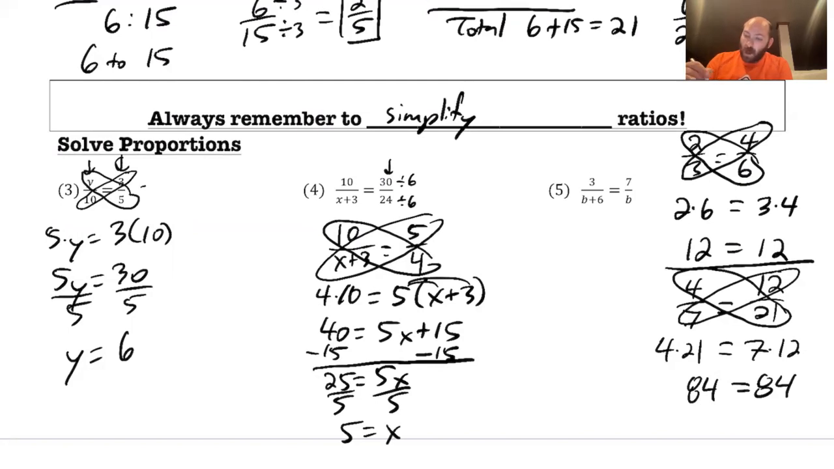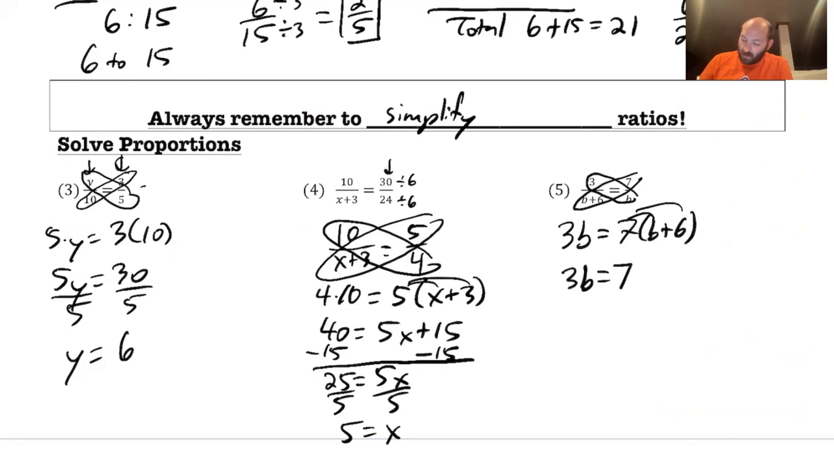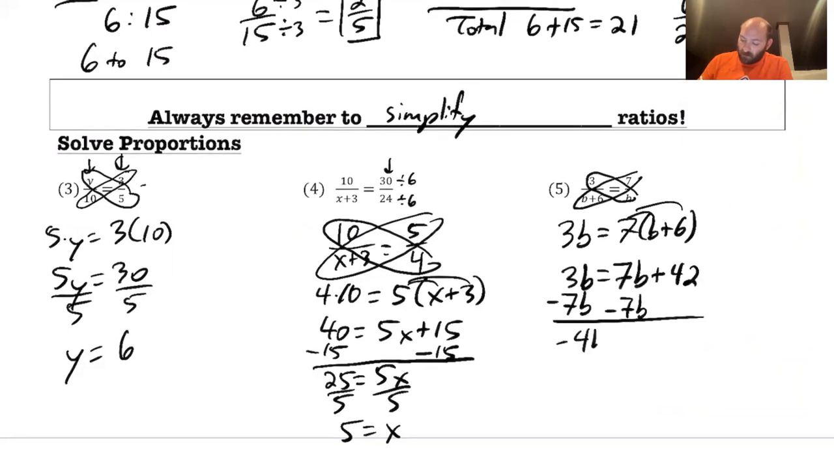Okay. I'm going to go ahead and clear this out. So I give myself a little space here. This one's just a little bit harder because I have the variables in 2 different spots, but it's okay. So I'm going to have 3 times b, and then 7 times b plus 6. Once again, I need to distribute here so that 3b is equal to 7b plus 42. In this scenario, I'm going to go ahead and subtract 7b from both sides. Make that a negative 4b is equal to 42.